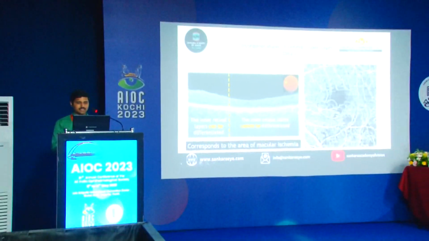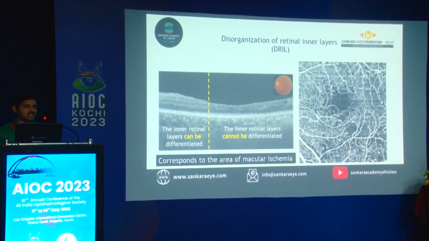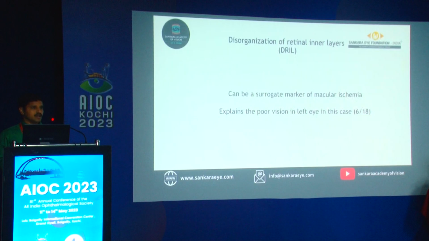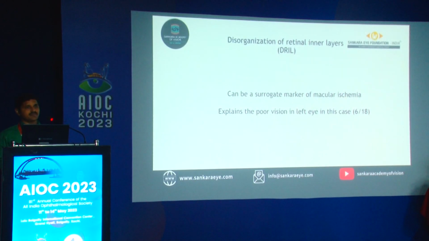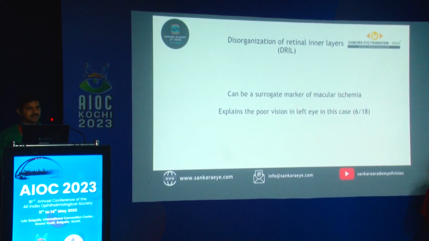So why do we need to know this? Because in this case, the temporal half shows areas of ischemia. A few publications have noted that it corresponds to the area of macular ischemia. So it is a surrogate marker of macular ischemia. For those who don't have an OCTA or don't want to do an FFA, it's not definitely macular ischemia that we can identify on OCT itself, but DRIL shows that it is probably an area of macular ischemia. So it's a surrogate marker that explains the poor vision in this case, which is 6/18.